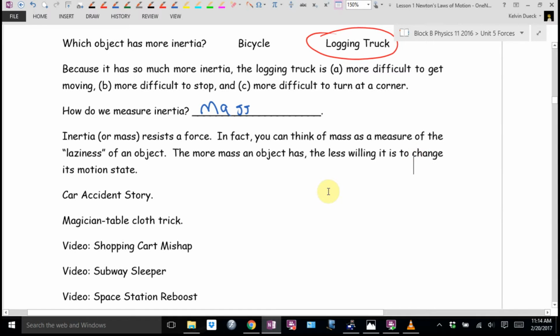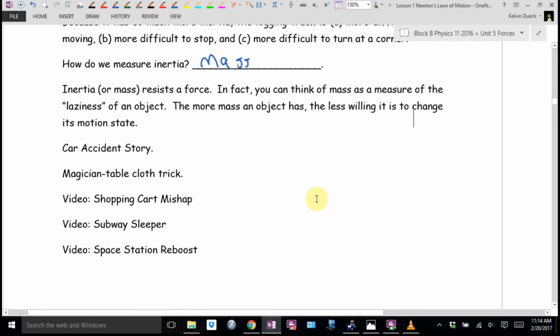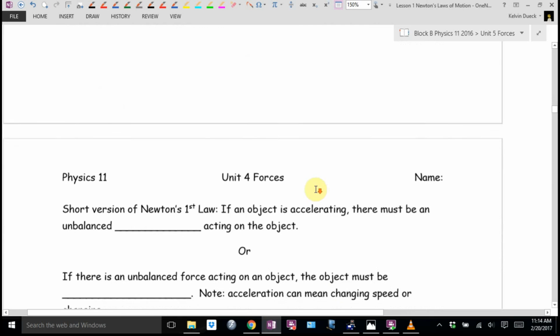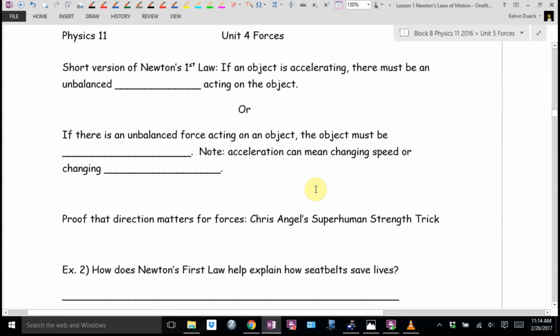So Newton's first law explains what it takes to get an object to accelerate. An unbalanced force. If your net force is 0, you're not accelerating. Oh, and it also says the thing that resists acceleration is called inertia, mass. So the short version of Newton's first law: if an object is accelerating, there must be an unbalanced blank acting on the object. What word goes in the blank? Force.